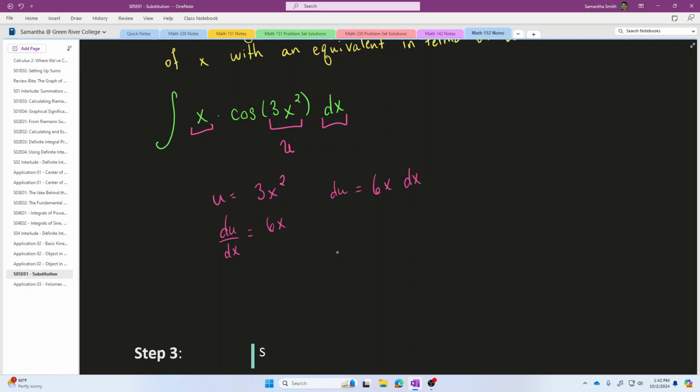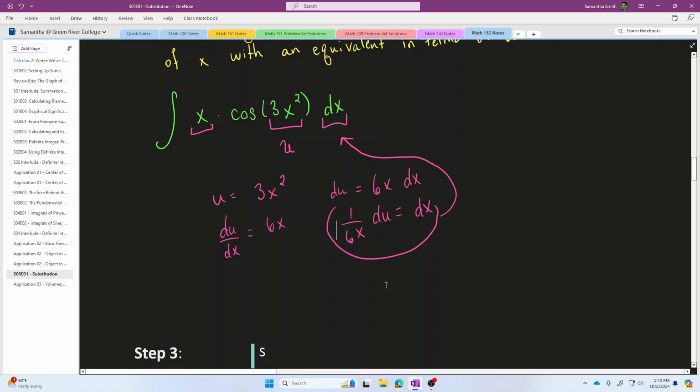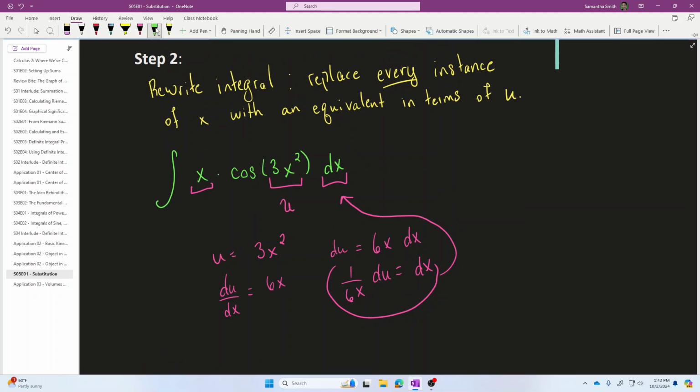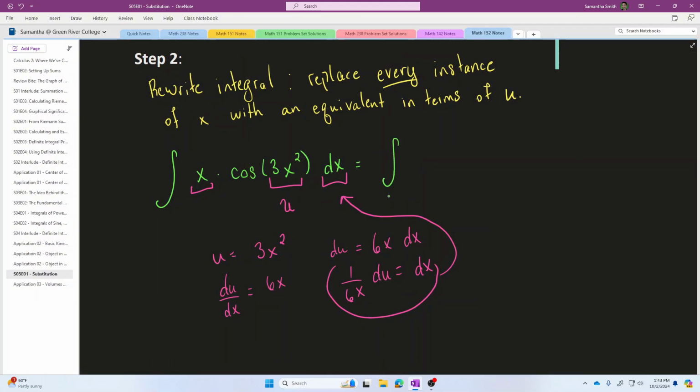Now, if I were going to rewrite this a little bit to isolate the dx in this expression, then I would be saying 1 over 6x du is equal to dx. So I can use this expression to replace the dx in the integral with 1 over 6x du. Now let's go ahead and make those two substitutions that we've written down so far, this one here inside the cosine and this one here for the dx, and let's see what happens.